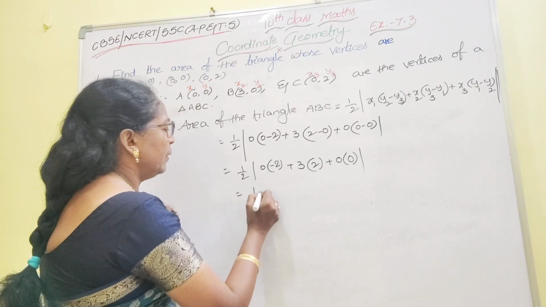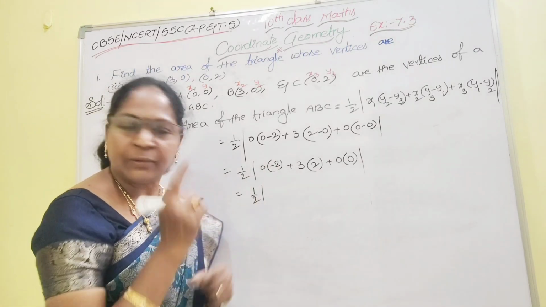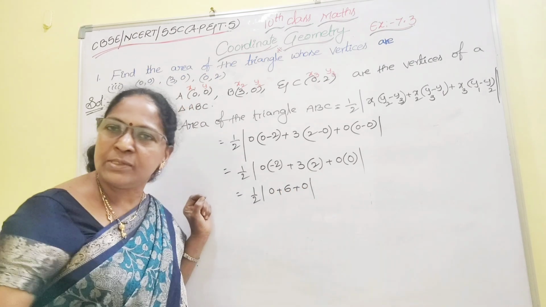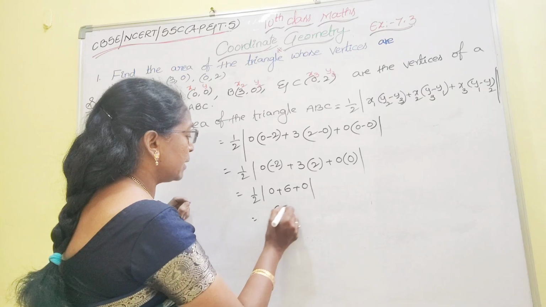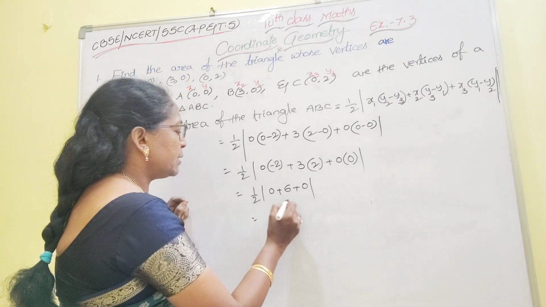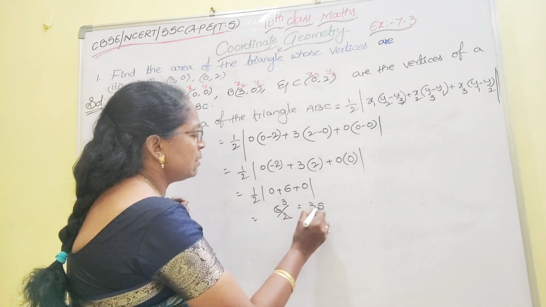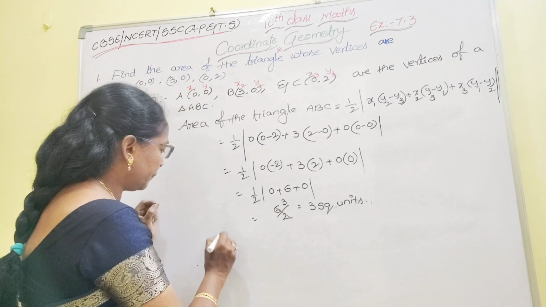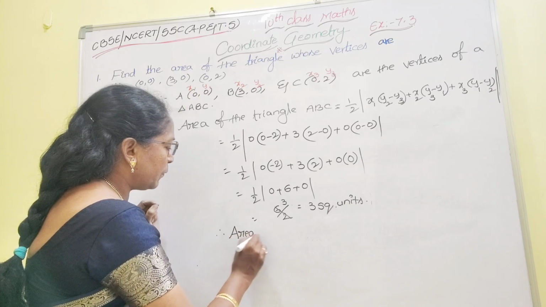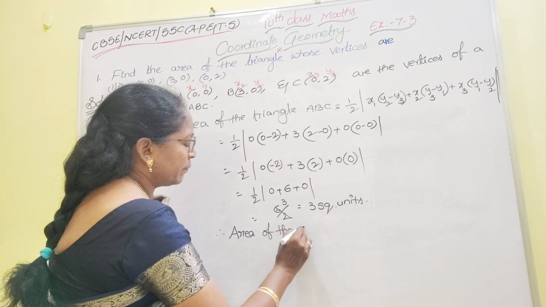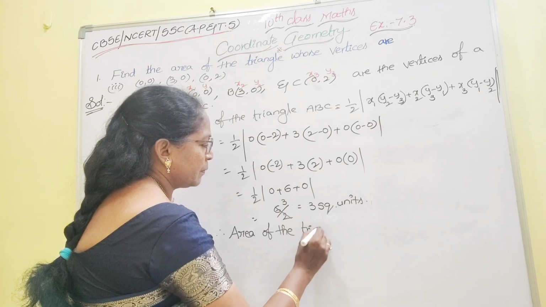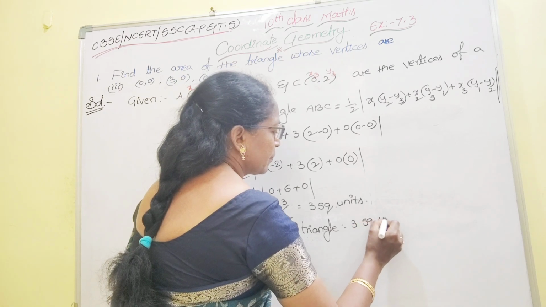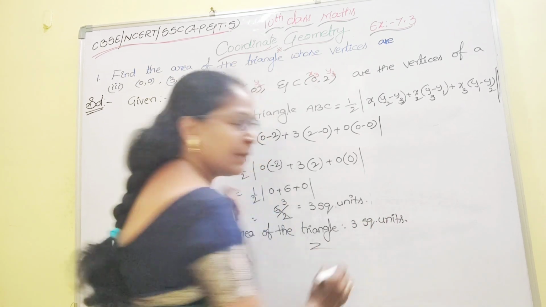Now here, half into 0 into anything equal to 0. So 0 plus 3 into 2 is 6, plus 0 into 0 equal to 0. Now addition here, 6 divided by 2. Then 2 in this, how many times? 3 times. So what is the answer? 3 square units. Therefore, area of the triangle equal to 3 square units. This is the answer.